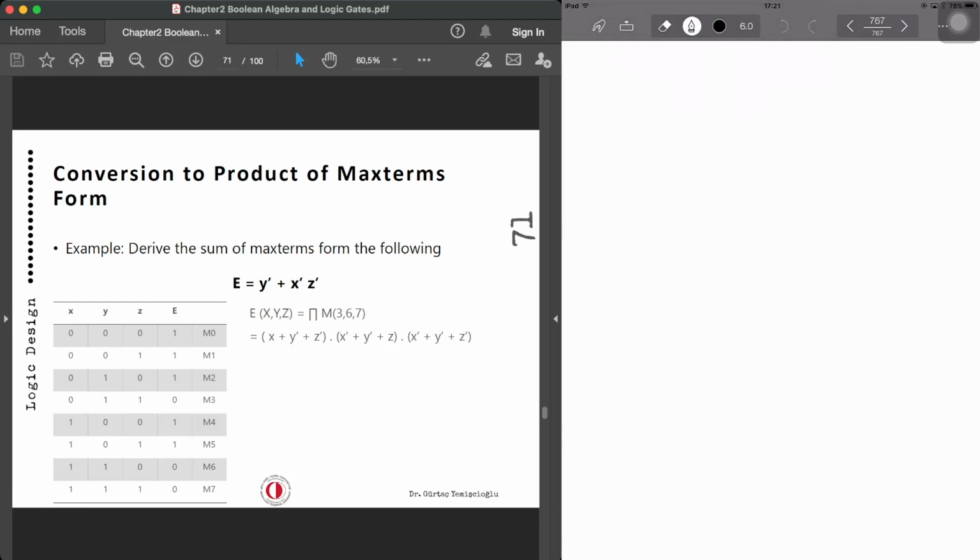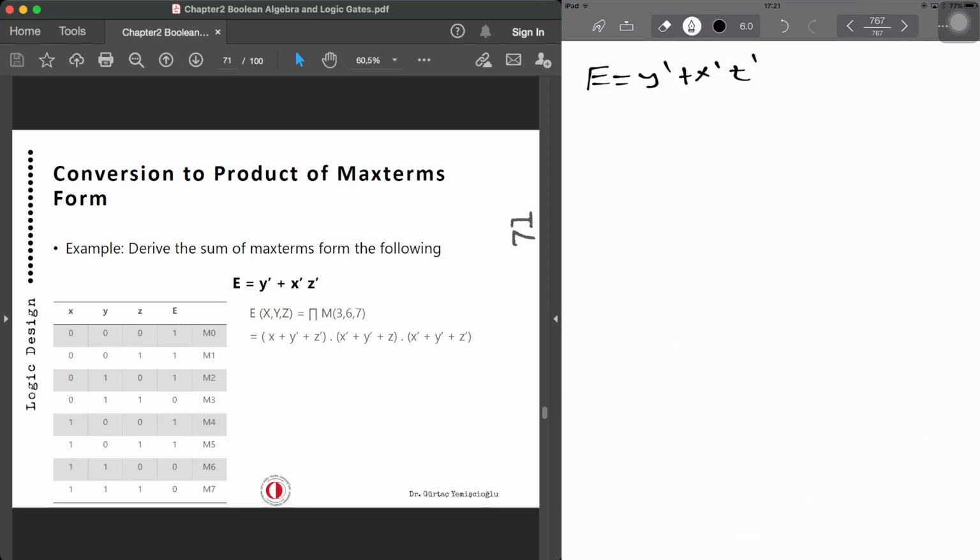So first of all, I am going to write the function again, y prime plus x prime z prime. Now, before I put this into the missing variables and reorganize the equation, I have to convert this into a maxterm form.